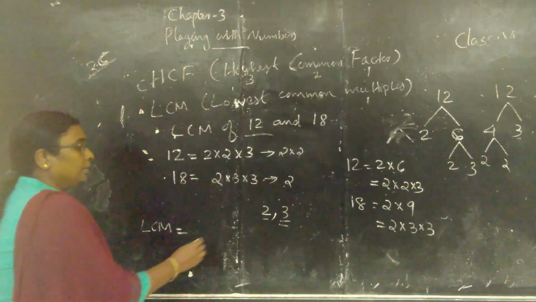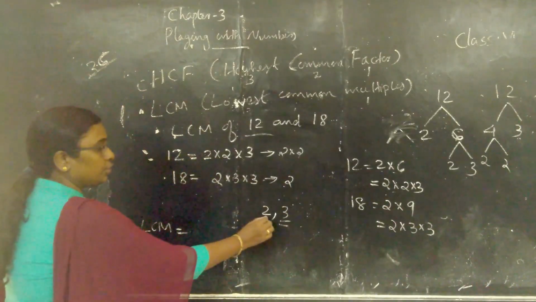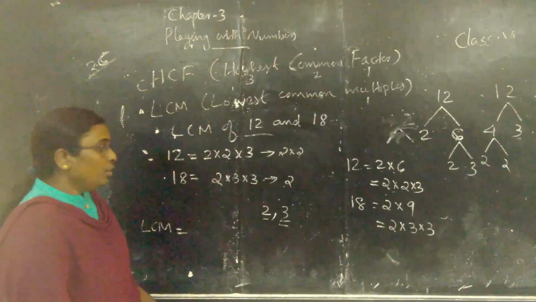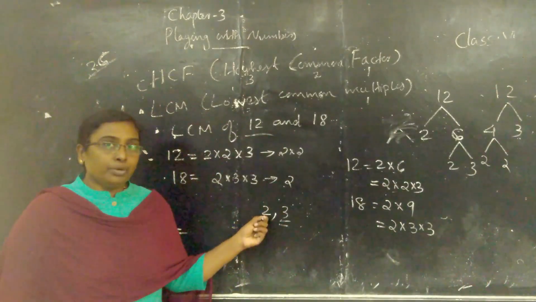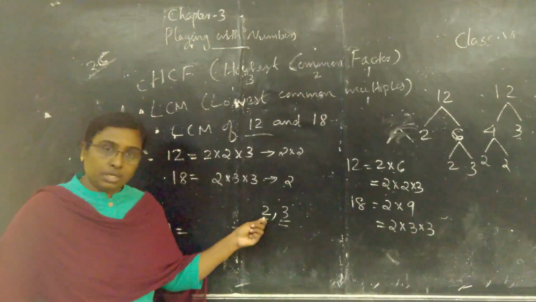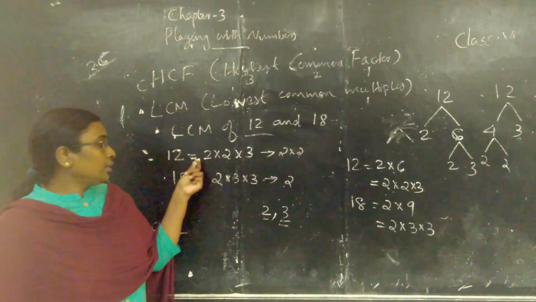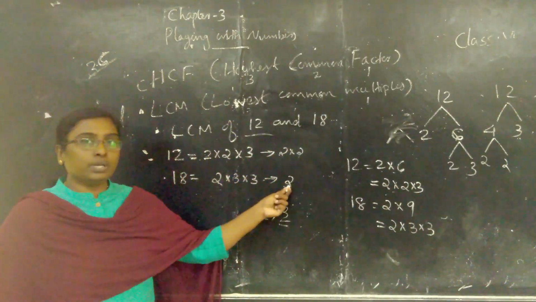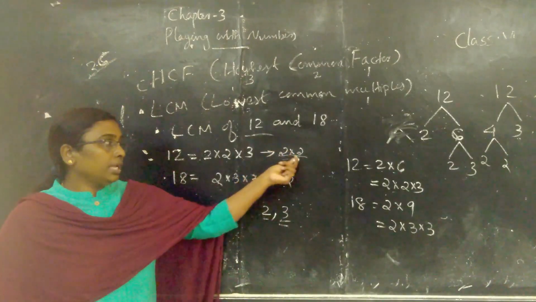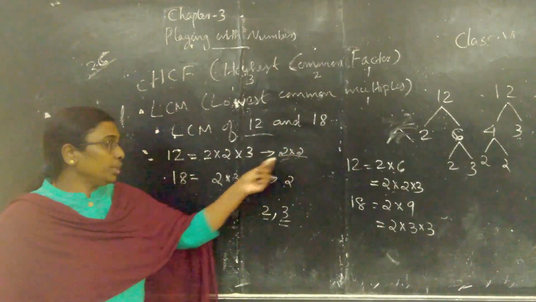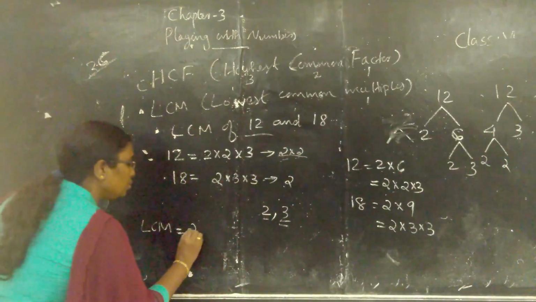Here the prime numbers in both the numbers are 2 and 3. So first we find the maximum number of times the prime number 2 occurs. Here 2 occurs 2 times, here it is 1. So the maximum number of times 2 occurs is 2 times, 2 into 2. So write 2 into 2.